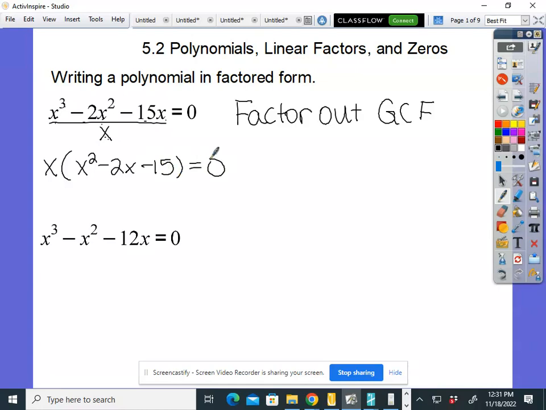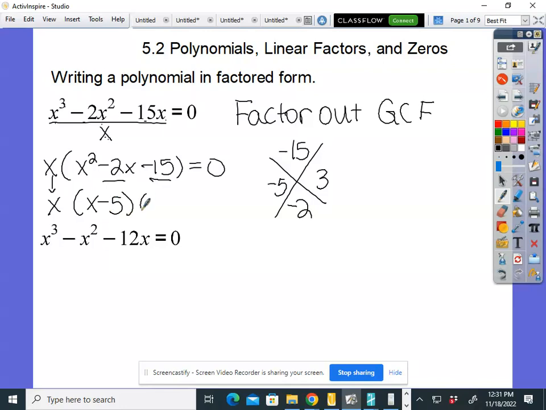Now, we should know how to factor this. We can figure out what multiplies to negative 15 and adds to b, which is negative 2. Well, that's negative 5 and 3. So we drop down the x. We're going to have x minus 5 times x plus 3. And it is in factored form.